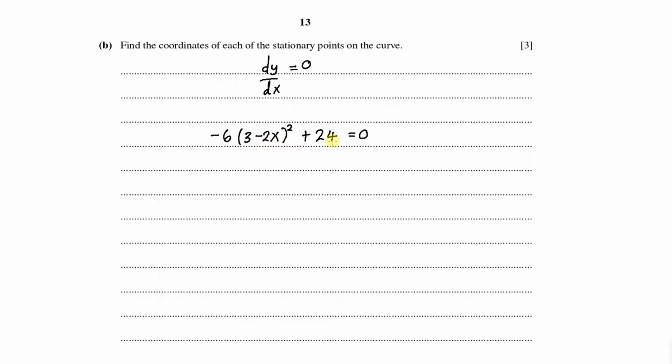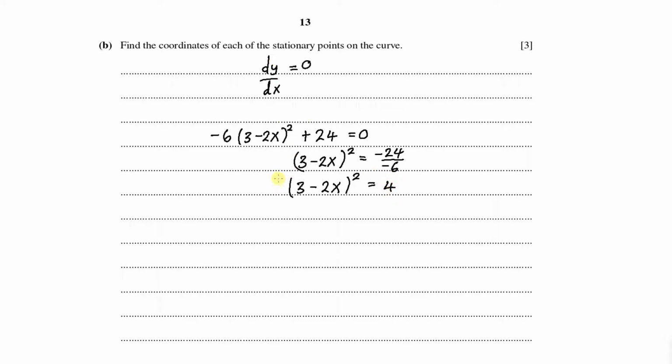Now we can solve for x. So I'll subtract 24 from both sides and divide both sides by minus 6. So I'll be having 3 minus 2x squared, and it's minus 24 over minus 6. So I'll now be having 3 minus 2x squared is equal to minus 6 into minus 24 is 4.